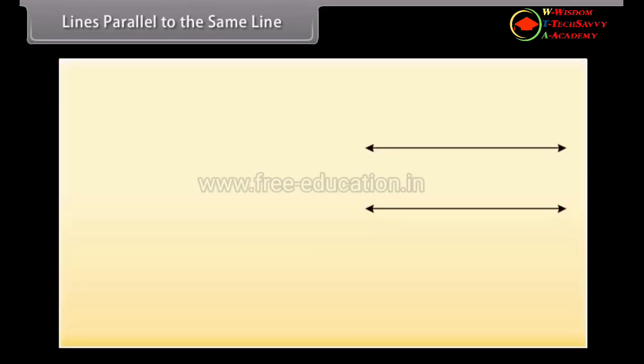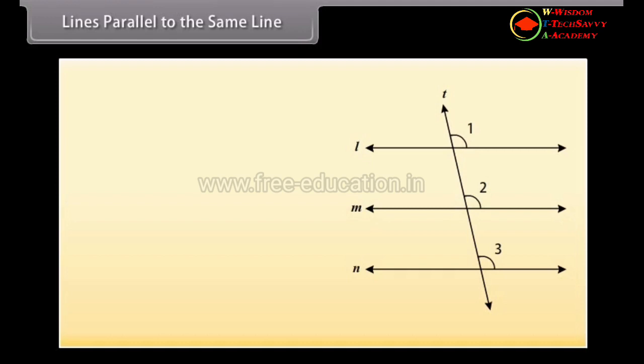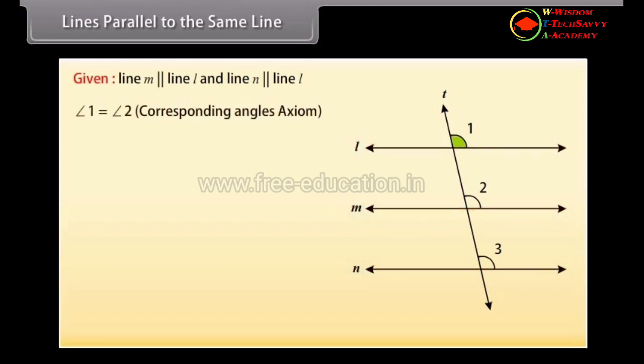Lines parallel to the same line. Let us now check that if two lines are parallel to the same line, then they will be parallel to each other. Look at this figure. Here line M is parallel to line L and line N is parallel to line L. Let us draw the line T as a transversal for lines L, M and N. It is given that line M is parallel to line L and line N is parallel to line L. Therefore, by using corresponding angles axiom, we can say that angle 1 is equal to angle 2 and angle 1 is equal to angle 3.